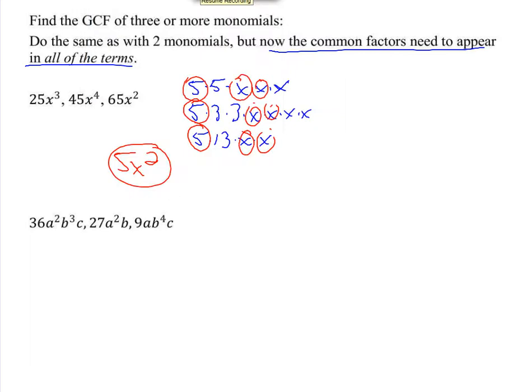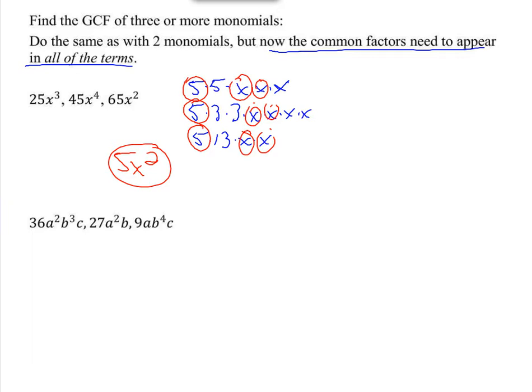What does the 36 a squared b to the third c turn into? So 36 would be 2 times 18, but 18 is 2 times 9, but 9 is 3 times 3. So it's 2 times 2 times 3 times 3.